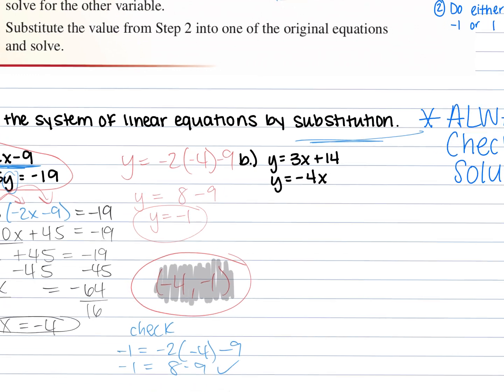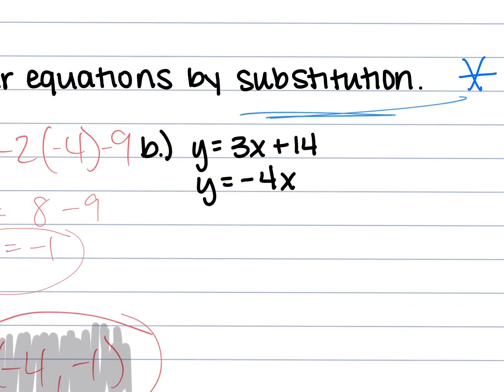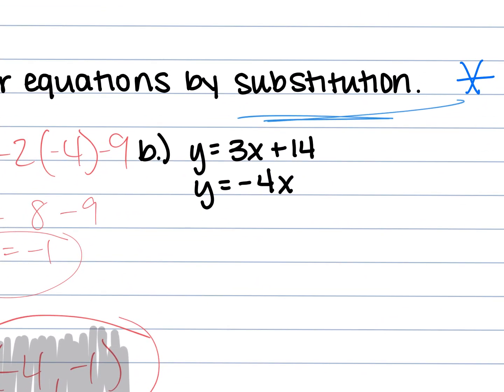Let's look at the second one, okay? In B, y equals 3x plus 14 and y equals negative 4x. Who remembers what's the first thing we look for? Natalie? One of them is already alone. Very good. Are any of my variables already alone, isolated? Yes. Actually, in both of them. Do you guys agree? So I can make either one that I want my substitution.